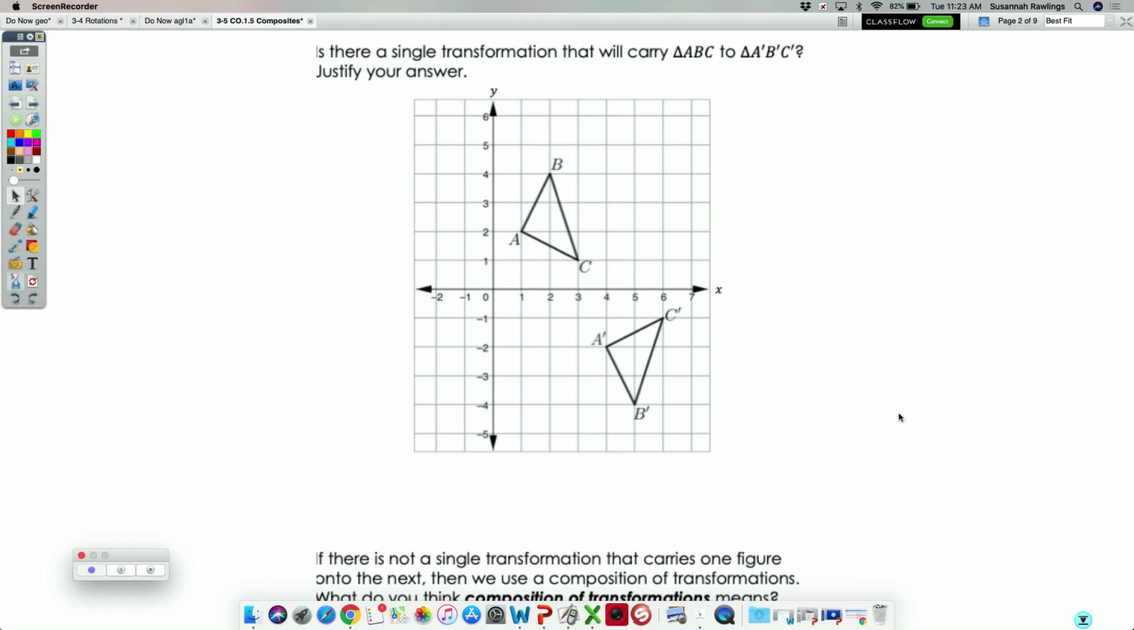Okay, so what do you guys think? Is there a single transformation that can carry my pre-image onto the image? What do we think? No. Yeah, no was the correct answer there.